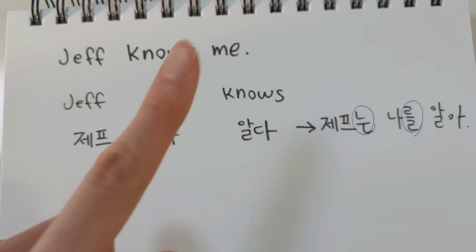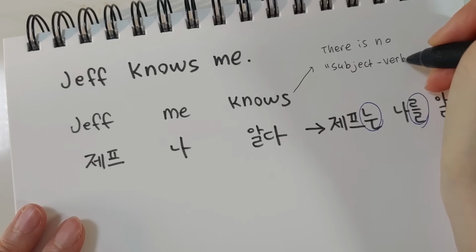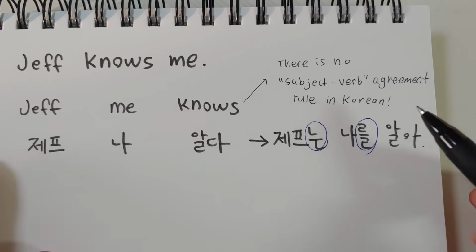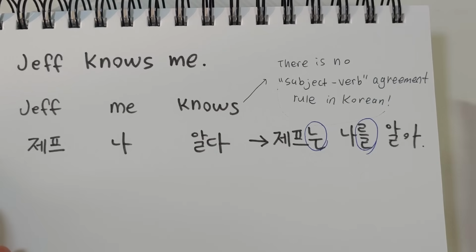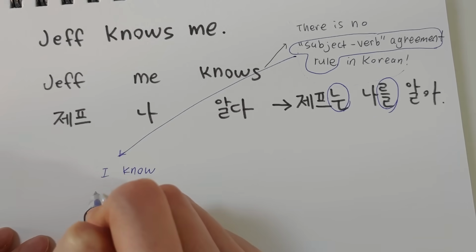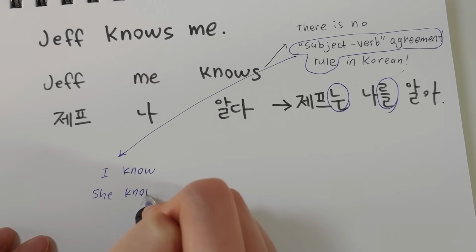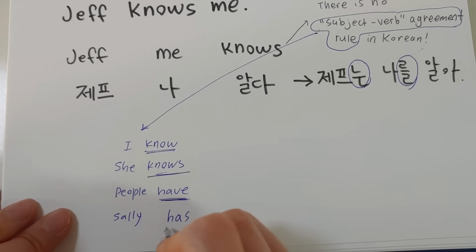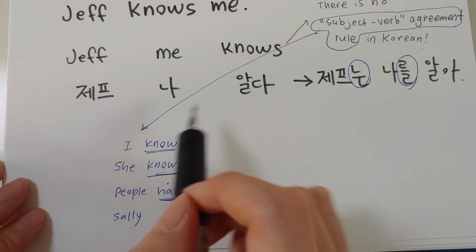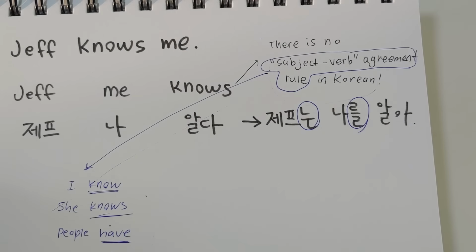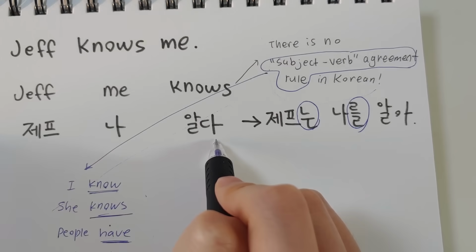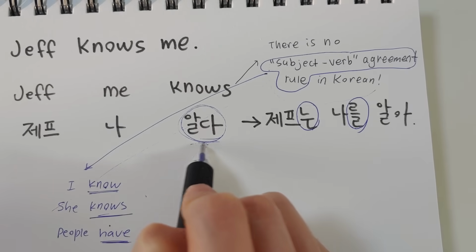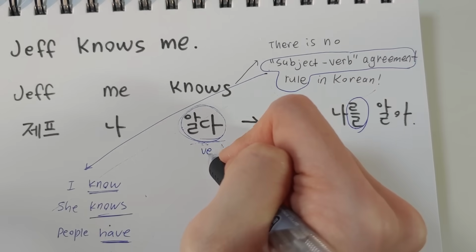Oh, and one more thing about Korean verb is that we don't have subject-verb agreement rule, which is you have different verb forms depending on the nature of the subject. For example, in English, it should be I know and not I knows, and she knows and not she know. And people have, not people has. Rules like this. In Korean verb, we don't have that rule, so whatever the subject of the verb is, it doesn't affect the form of the verb. Only the meaning decides which verb ending you're going to use and how it's going to get conjugated.